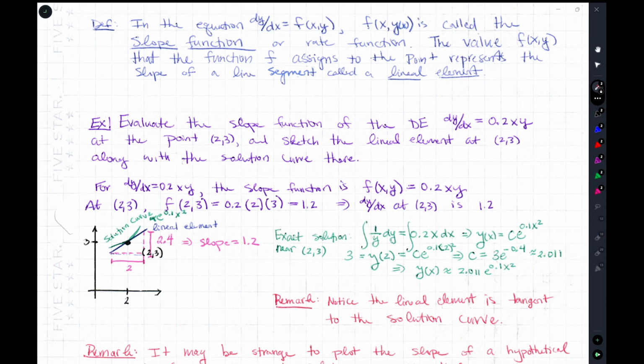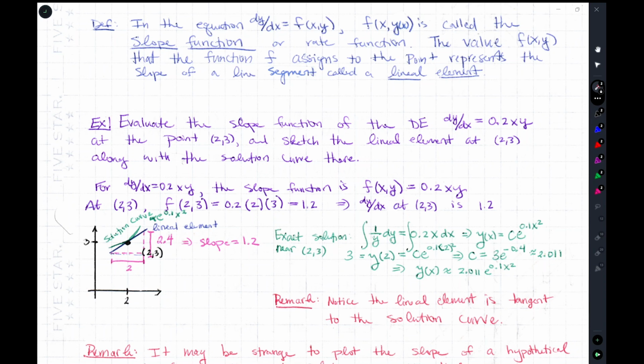Now, if we were to obtain a solution, and we could do so because this equation is what's called separable, which is something we'll talk about when we get to the analytical methods of solving differential equations, we would actually get that the exact solution explicitly is the expression that you see there. Okay, and if you were to plot that around the point 2, 3, you'll get this green curve.